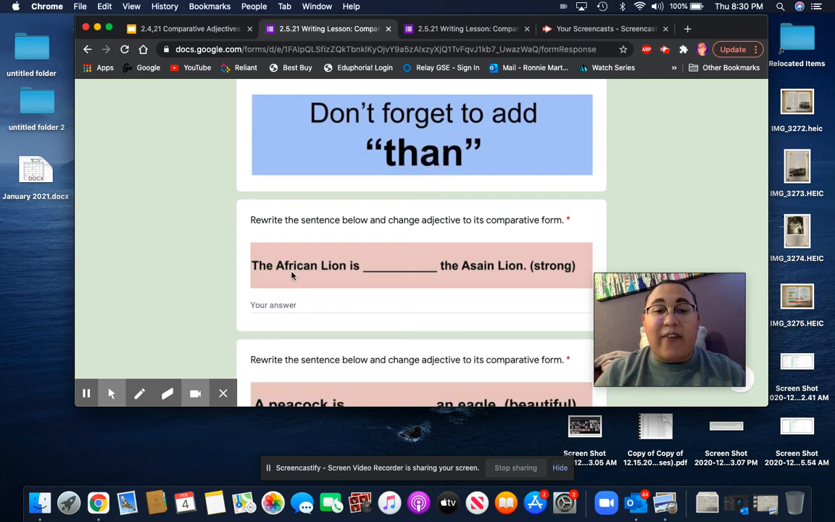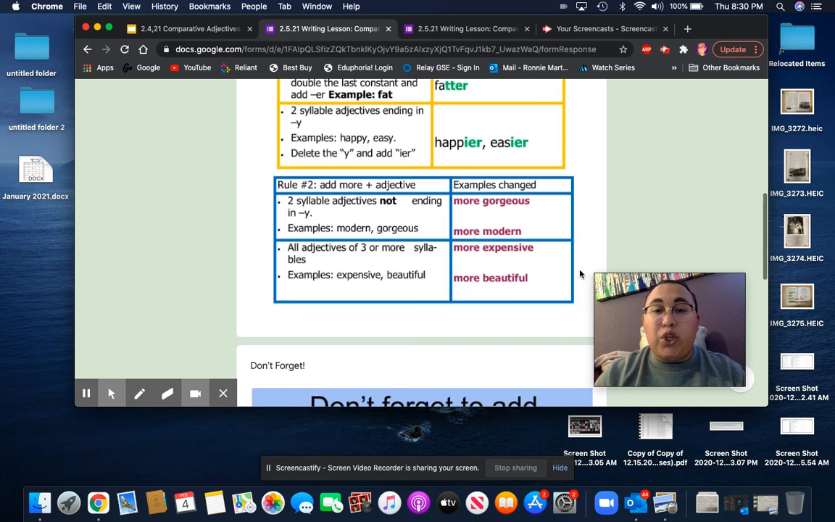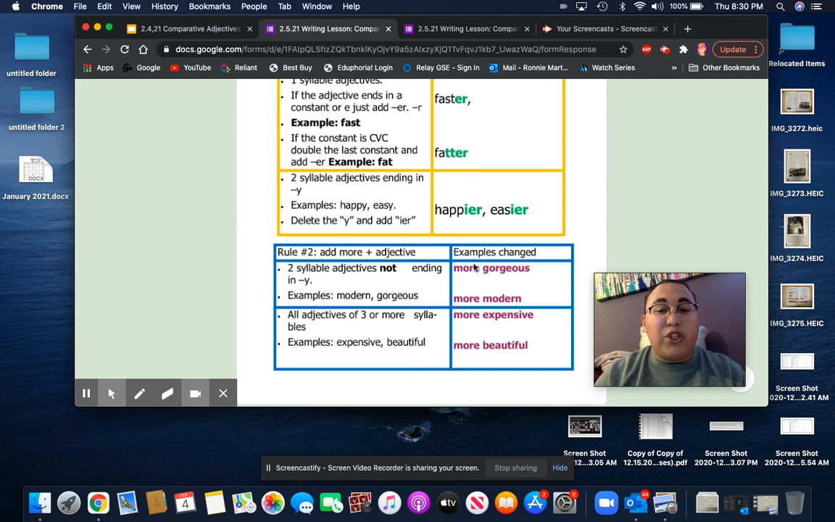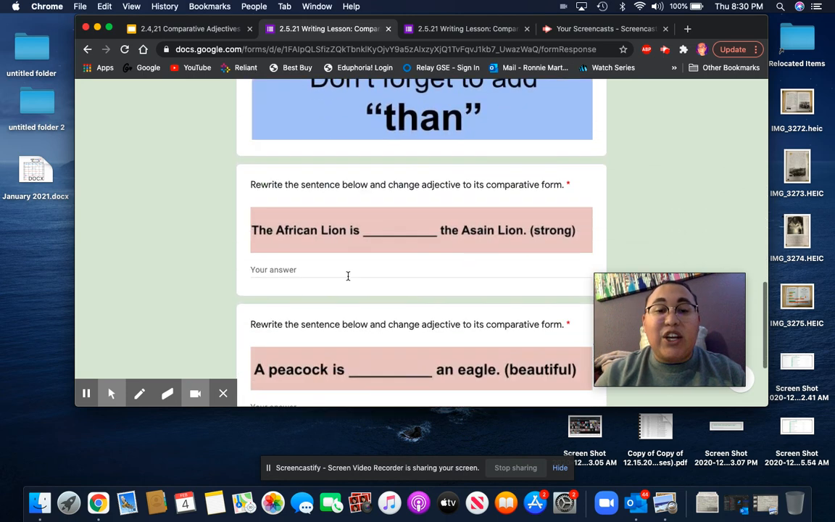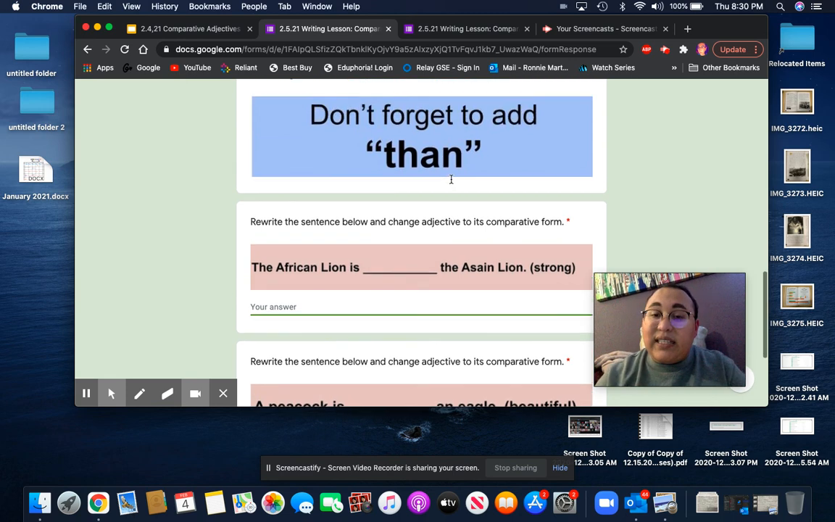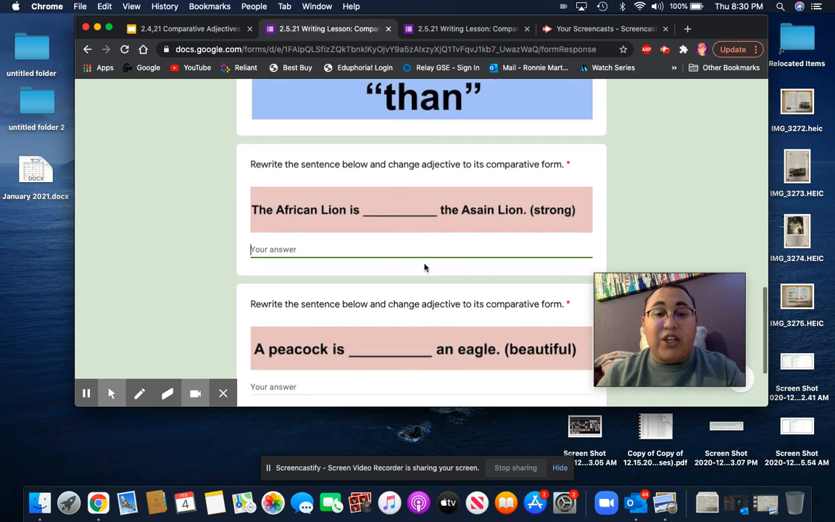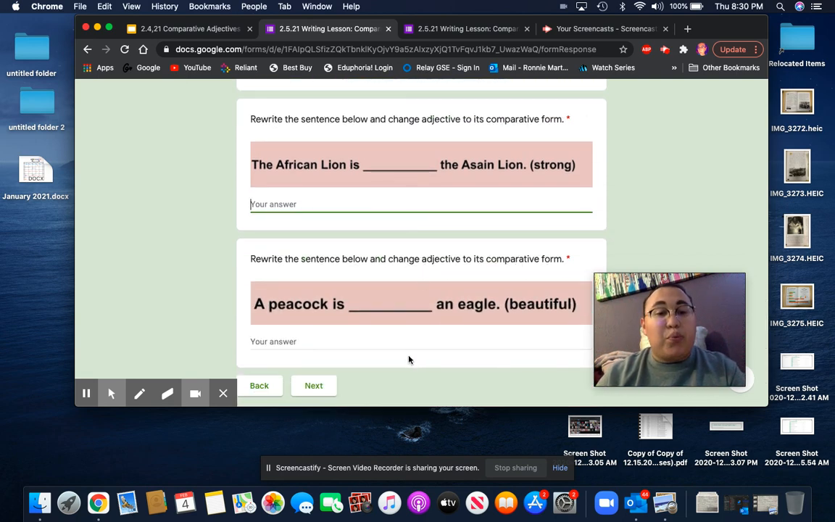So here it says the African lion is blank than the Asian lion. The adjective is strong. So do you need to add ER or do you need to add more? You need to decide, and then you're going to rewrite the sentence with the correct comparative form. So either you're going to say ER or you're going to say more. And don't forget to add the word than as you're comparing. Okay, you're going to do that for your first two practices.